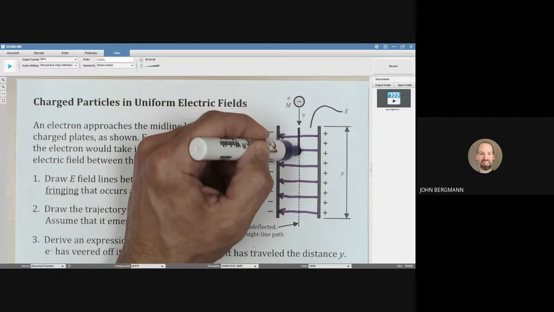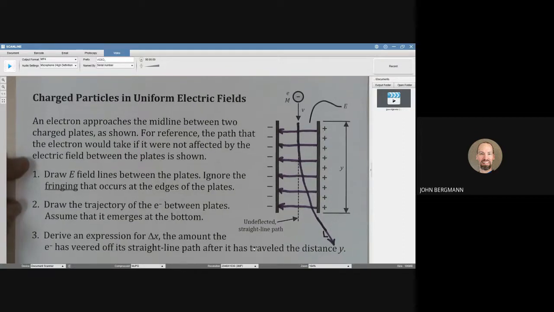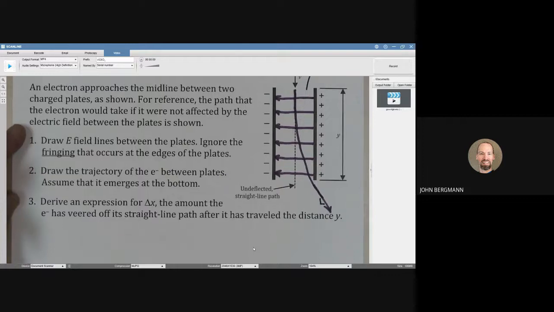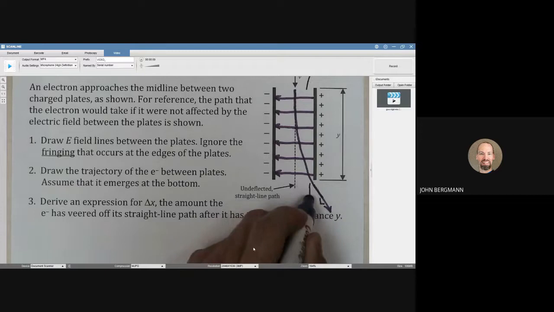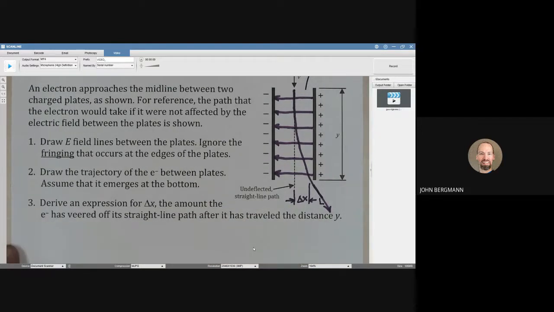like that. And from this point on, it's going to fly straight, isn't it? In other words, this right here is going to be a constant slope. Once it gets out of the field, it's going to go straight. Now we want to derive an expression for delta x, the amount the electron has veered off its straight line path. So the delta x amount would be right in here. How much it veers off by the time it emerges from between these plates.